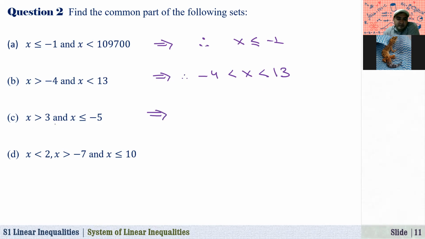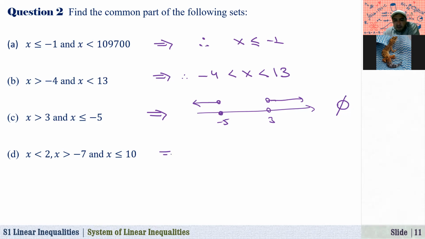And how about the third one? x is greater than 3 and x is less than negative 5. And if you just draw on the number line, here x is greater than 3, it is this, right? It goes just to the right here. x is less than or equal to negative 5. Here we have negative 5. It is to the left, right? So we don't have any double line here. So the common part is empty. It doesn't have any common part.